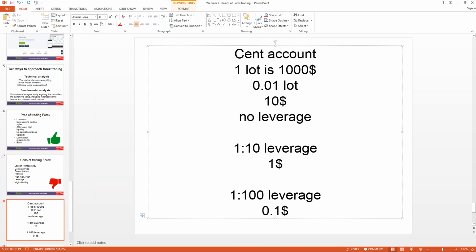If it's a real account, yes, in a real classic account, one lot is a standard size of $100,000. So in this case, one lot you need to have 100,000 with no leverage. With 1 to 10 leverage, it becomes $10,000, and with 1 to 100 leverage, it basically becomes $1,000. So it's for a classic account. That's the minimum amount you need to have on your account in order to open trades.